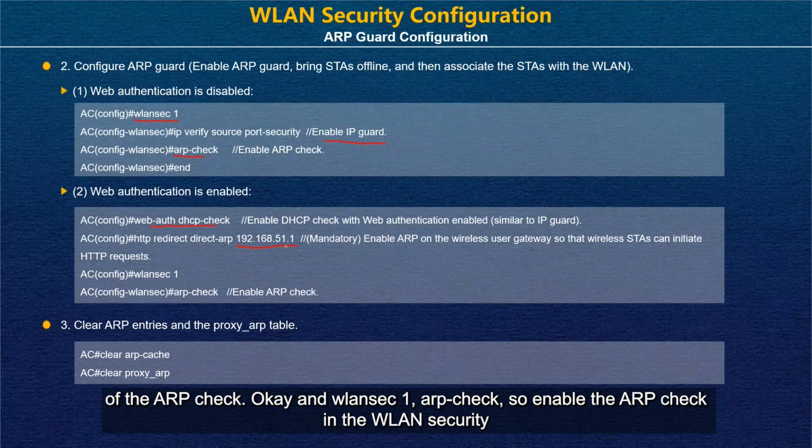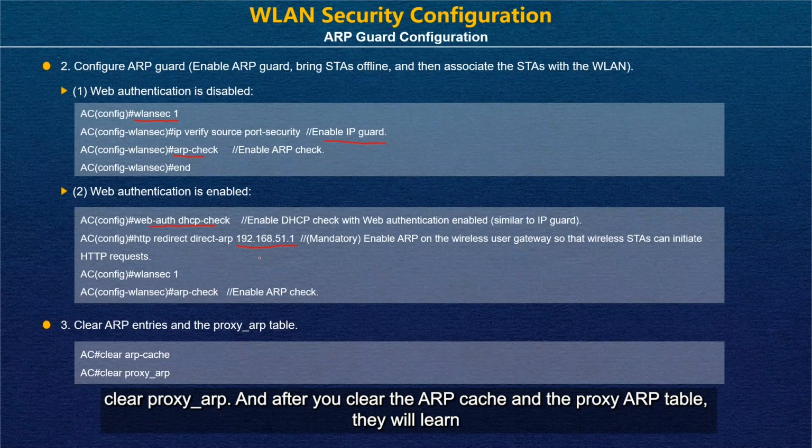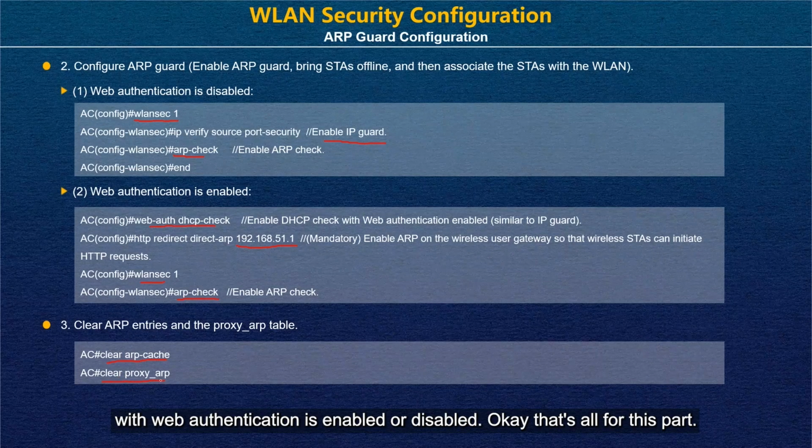So enable the ARP check in the WLAN security profile. Okay, and then after that, you should clear all the ARP entries and the proxy ARP table. Clear arp cache, clear proxy-arp. And after you clear the ARP cache and the proxy ARP table, they will be learned automatically. Okay, this is about the ARP Guard configuration. Two different scenarios, right? With web authentication enabled or disabled. Okay, that's all for this part.